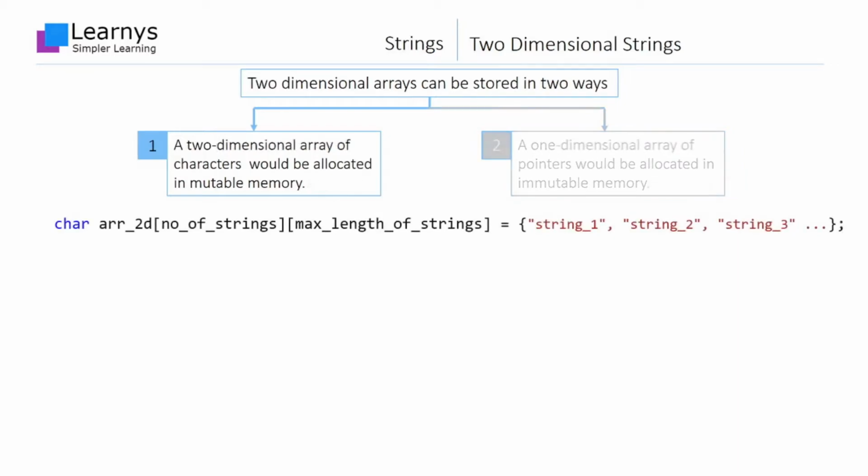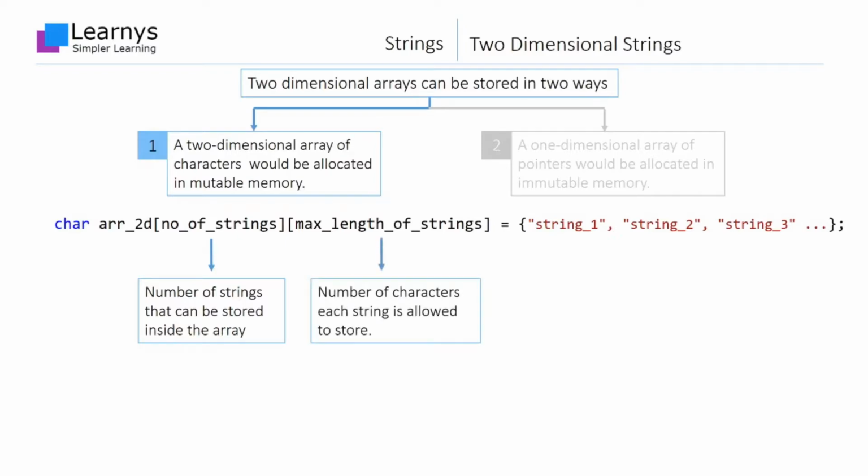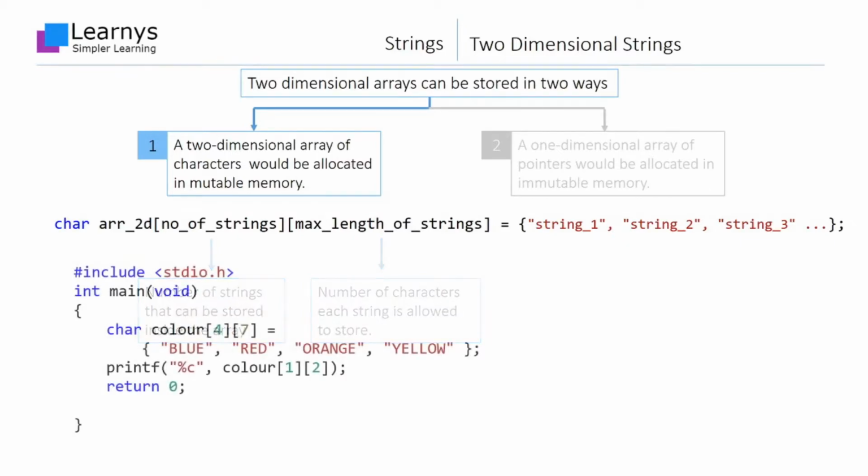As the title suggests, we create a two-dimensional array similar to the method used for numerical types. The general syntax of creation of arrays is displayed on the screen. The first dimension represents the number of strings that can be stored inside the array, while the second dimension represents the number of characters each string is allowed to store. The syntax can be seen in execution here. The variable color is allowed to store 4 strings of a maximum of 7 characters, each including the null terminator.